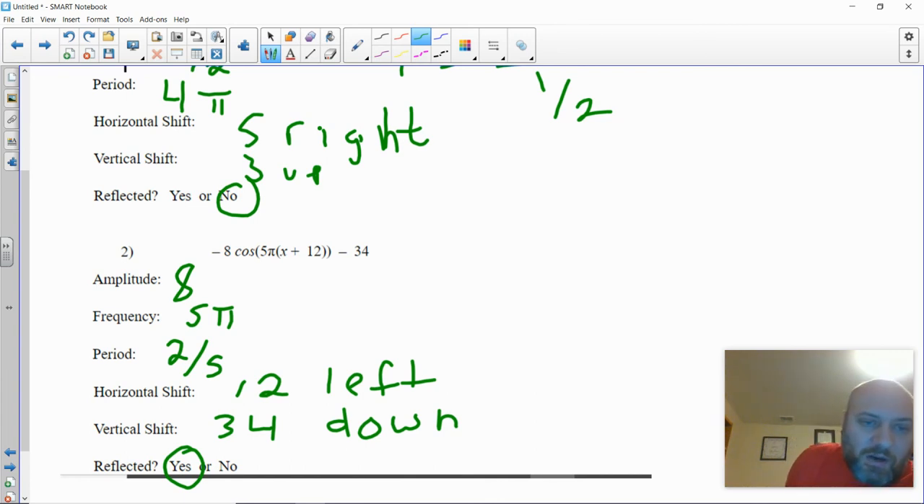So that's each part of the equations broken down into their key features. And the last competency is solving.